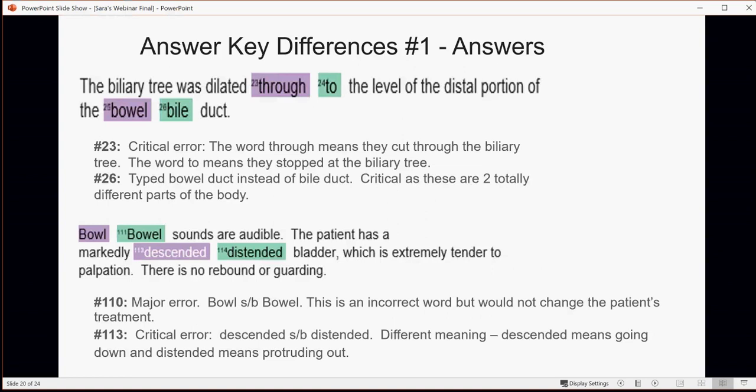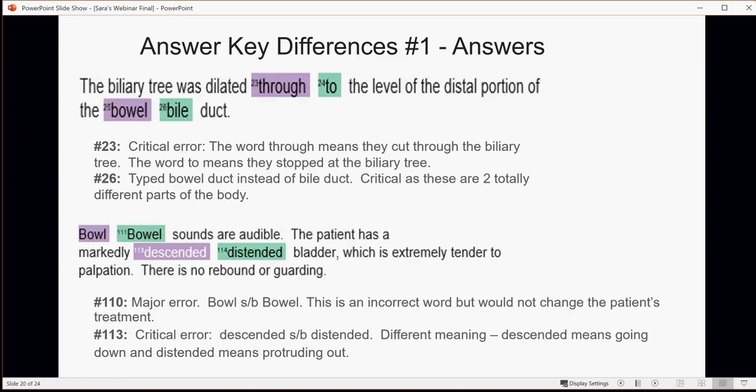So that becomes critical. To the level of the distal portion of the bowel, we typed, should be bile duct. Now that is critical. That's two different parts of the body. So is this person saying that they cut through to the distal portion of the bowel, or is it cut through to the distal portion of the bile duct? We don't know. Two different areas, that's critical. Let's look at the second one.